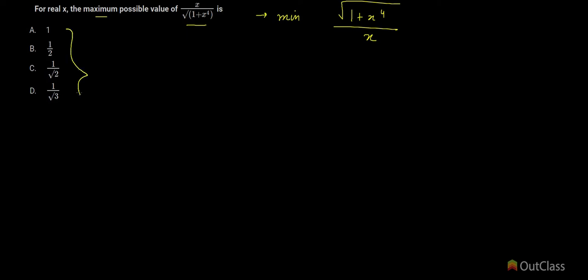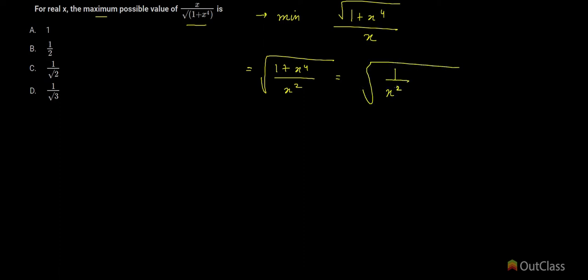Also notice that all the options are positive. So this expression is going to be positive for sure. This is also going to be positive. Anyway, root of 1 plus x raised to 4 by x. You can bring this x into the root and it will become root of 1 plus x raised to 4 by x square. Distribute the fraction. It's going to be root of 1 by x square plus x square.